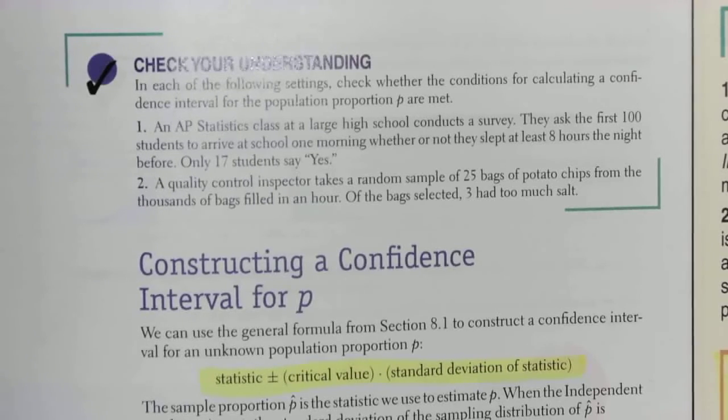So that did not meet the random condition. This was a convenience sample. Okay, what about the normal? What do you think? How many successes did they have? 17. How many failures then? So did they have at least 10 in both? Okay, yes, they did. So now that takes care of the normal.